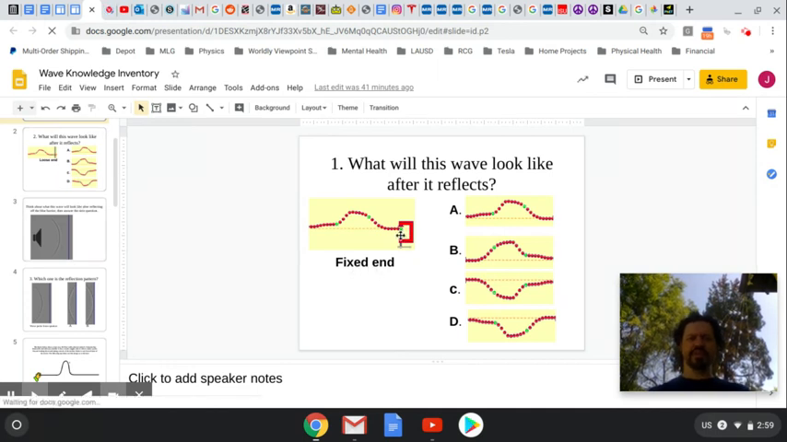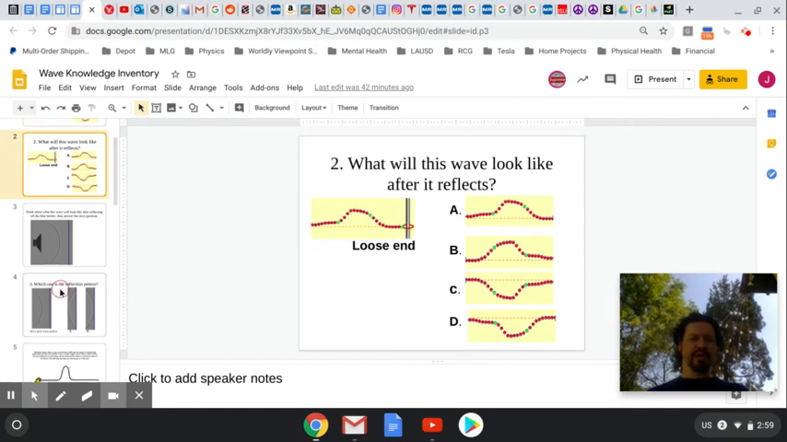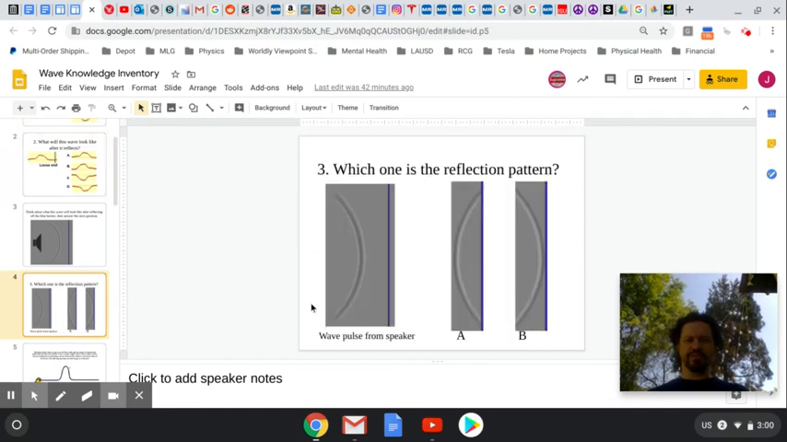A fixed end is clamped. So what's going to happen when this wave hits the end? Is it going to reflect back the same? Is it going to reflect back reverse? Is it going to flip upside down and reverse? Is it going to flip upside down but be in the same order? These are really the choices for the first few. We've got a sound pulse here for number 3 that hits a wall.